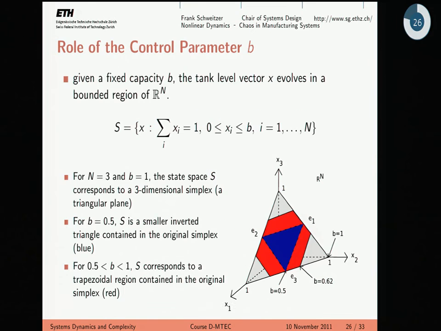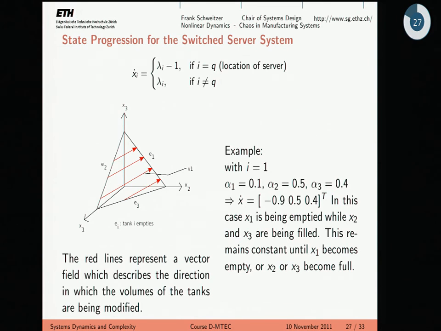It's very simple. But the interesting point is here. So we have 3 buffers in this example: 1, 2, and 3, or x1, x2, and x3. If we start at this point, what is this point? x1 is relatively full. x3 and x2 are relatively empty.